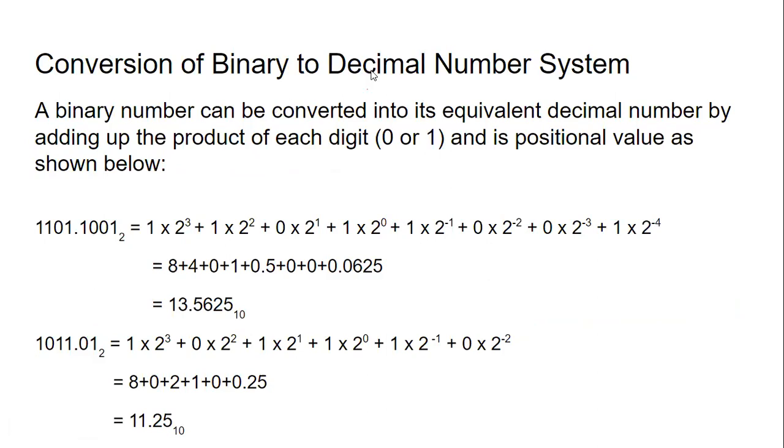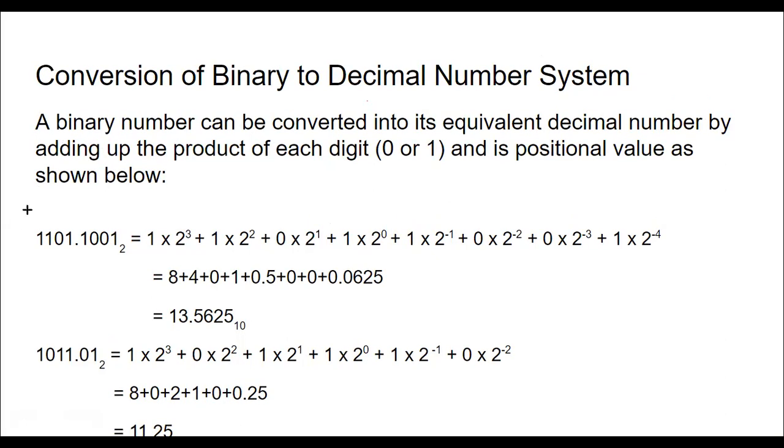Conversion of binary to decimal number system. A binary number can be converted into its equivalent decimal number by adding up the product of each digit, 0 or 1, and its positional value as shown below. So here we have our number. Only till here. The 2 is not counted. It is merely a number.